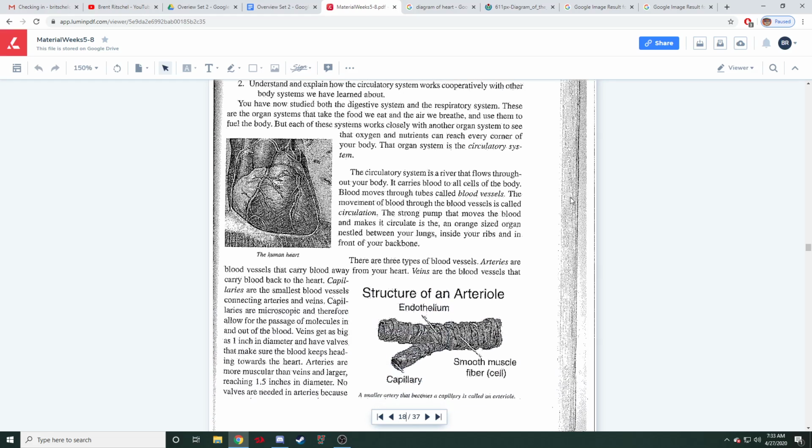The circulatory system is a river that flows throughout your body. It carries blood to all cells of the body. Blood moves through tubes called blood vessels. The movement of blood through the blood vessels is called circulation. The strong pump that moves the blood and makes it circulate is an orange-sized organ nestled between your lungs, inside your ribs, and in front of your backbone. I wonder what we're talking about.